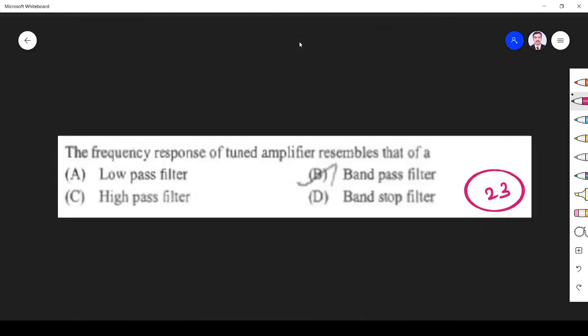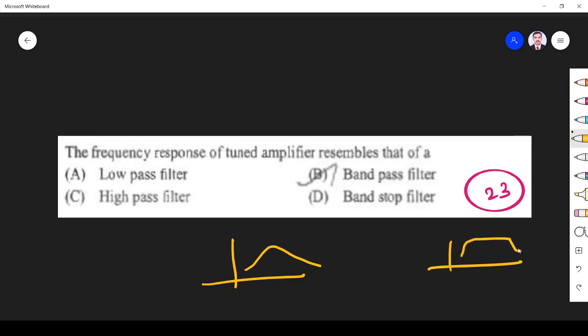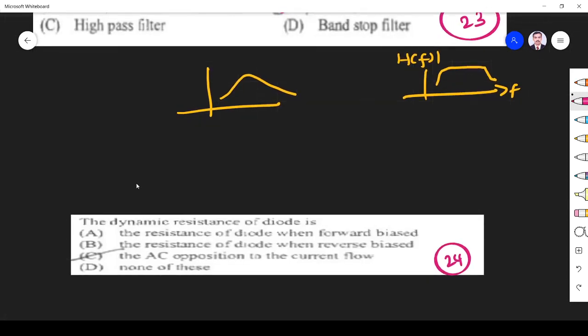Next question. The frequency response of a tuned amplifier resembles what? For a tuned amplifier, we know the frequency response is like this. It is like a band pass filter, right? Because we know a band pass filter only has a frequency response like this. F, this is magnitude. So it is a band pass filter. So a tuned amplifier has a frequency response resembling a band pass filter.